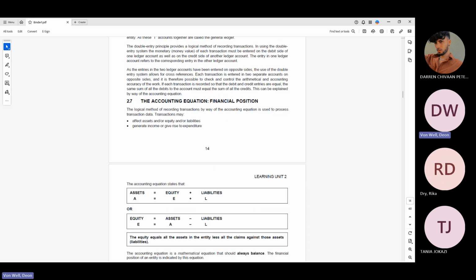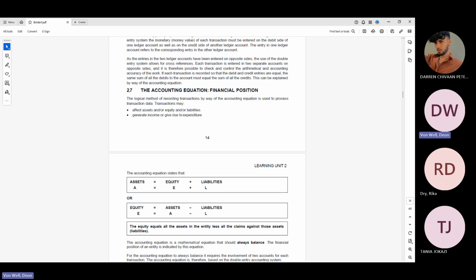Here's just, again, my accounting equation. We set assets equal to equity plus liabilities. So what it means is, let's say I have 10 Rand here for assets, and I have here 4 Rand for equity. Then my liabilities must be 6 Rand, because my 4 Rand plus my 6 Rand will give me my 10 Rand for assets.